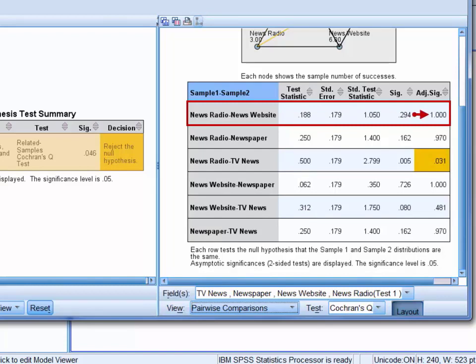And that comparison is non-significant. In fact, all of these comparisons are non-significant except for the one between news radio and television news. And by the way, you should read and report the adjusted significance levels in the final column rather than the ones in the column to the left of that. This is because they've been adjusted to ensure that our family-wise type 1 error rate remains at 0.05, even though we've conducted 6 comparisons.